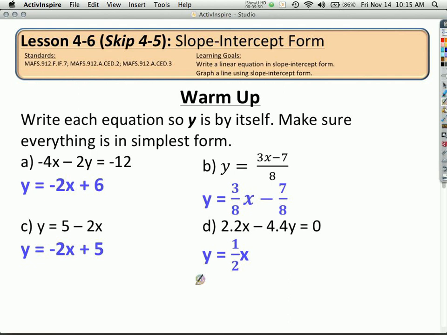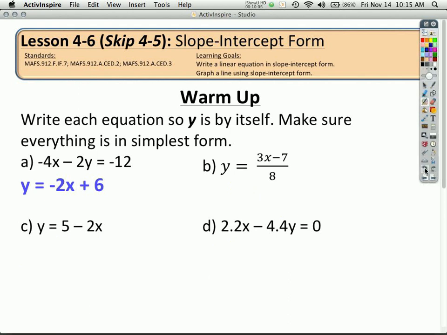Yes? I put 0.5x instead of like a fraction. That's what I just said. 0.5x is the same thing. But starting today, you're going to learn why it needs to be in fraction form. So, now is the learning part.